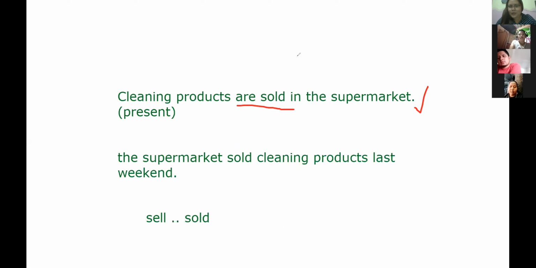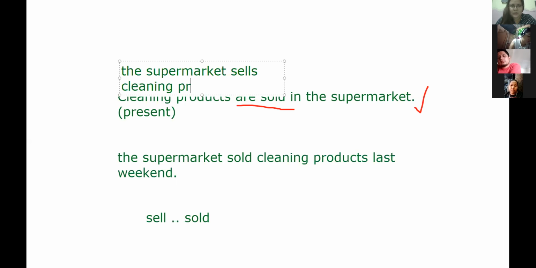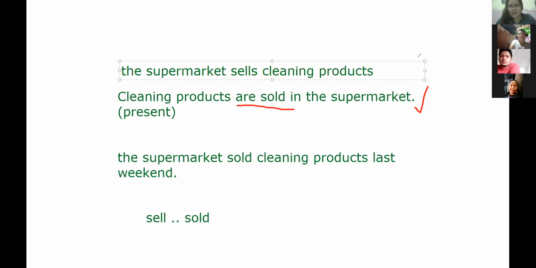The active voice is the supermarket sells cleaning products. This is the sentence in the present, right? But this is in the present too, and it's passive voice.